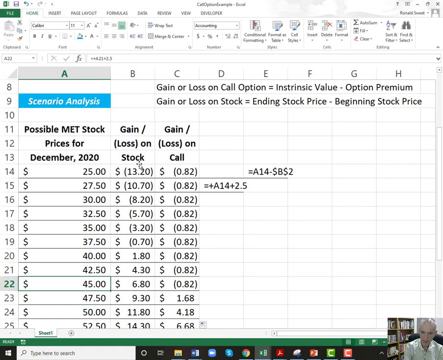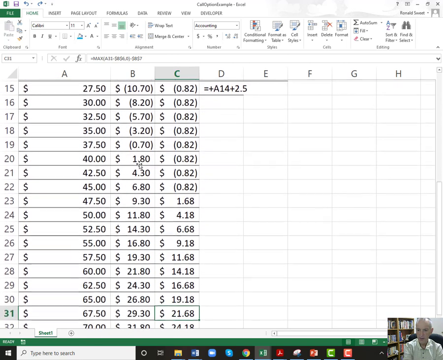So let me type in $45.82, and you notice the gain or loss is exactly 0. Why? Because you make 82 cents trading the option, but you have to cover your initial option premium of 82 cents. So at $45 exactly, you just lose your option premium. Then you start making some money, and then it starts jumping up.